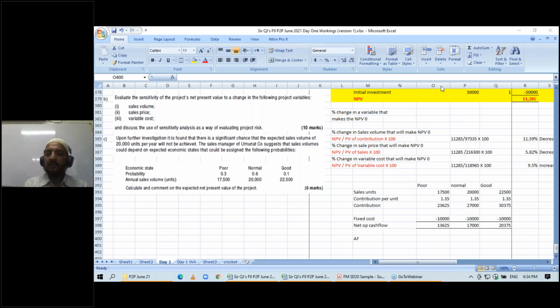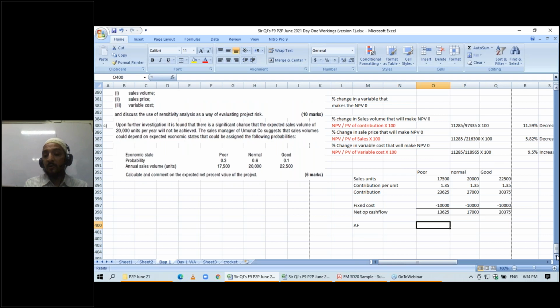So if the sensitivity is high, you should ensure that this much change is not going to occur. So you have to put in some research, and you have to find out that this much change would not occur. Otherwise, the project will be a loss-making project, right?